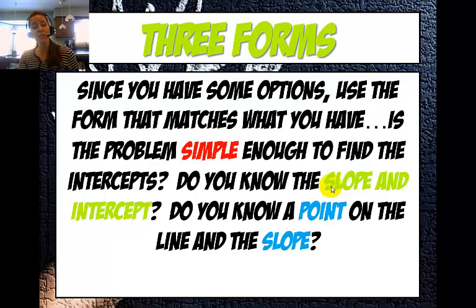Since you have some options, use the form that matches what you have, okay? So is the problem simple enough to find the intercepts? Usually that's standard form. Or maybe you know the slope and the intercept. Slope-intercept form would be pretty good for that, right? Do you know the point on the line? Sometimes the problem will say, oh, we've got this point and this slope. What's the equation? Well, use point-slope form for that one.